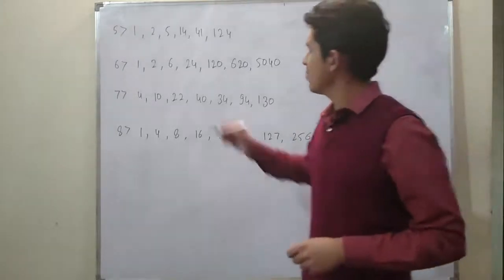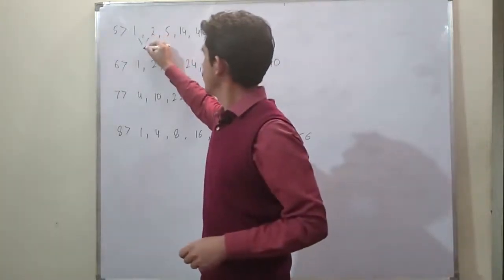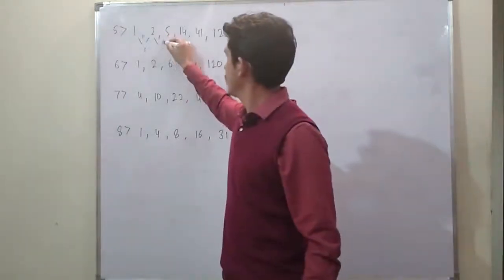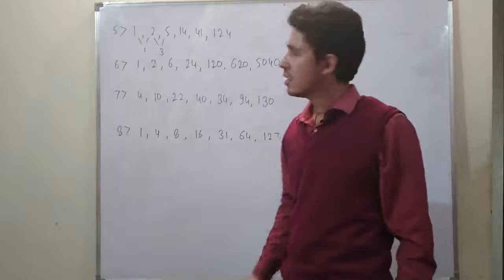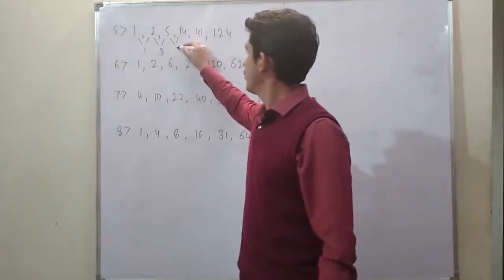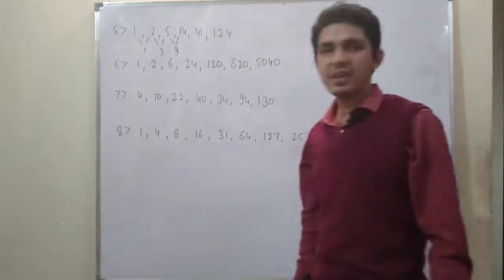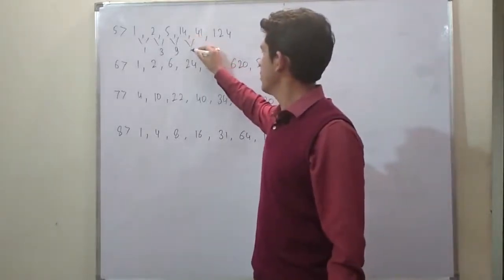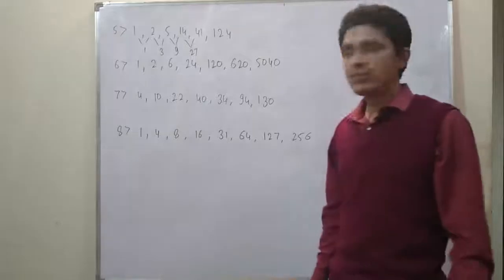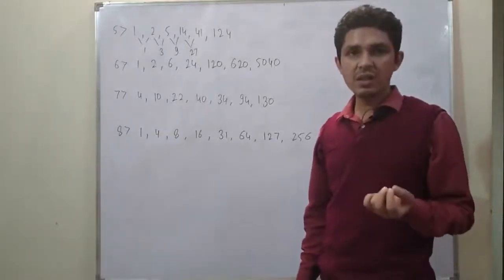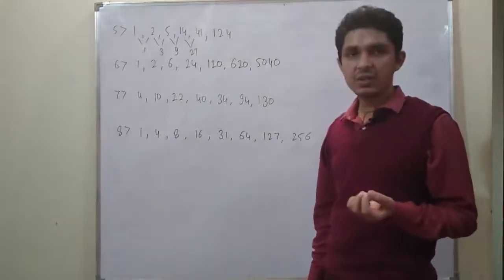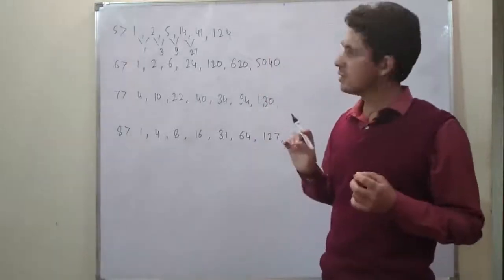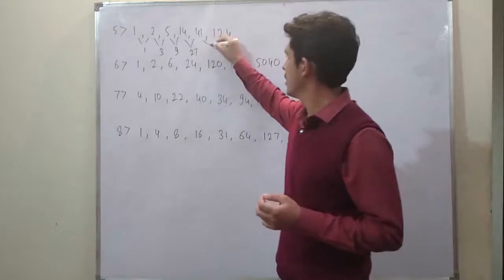Okay, so the pattern can be, if we look at the difference of 2 and 1, that is 1 here. The difference of 2 and 5 is 3 here. The difference of 5 and 14 is 9 here. If you look at the next difference, this will be 27 here. So there is a particular series of 1, 3, 9, 27, right? Thereafter the next difference should be 81, right?